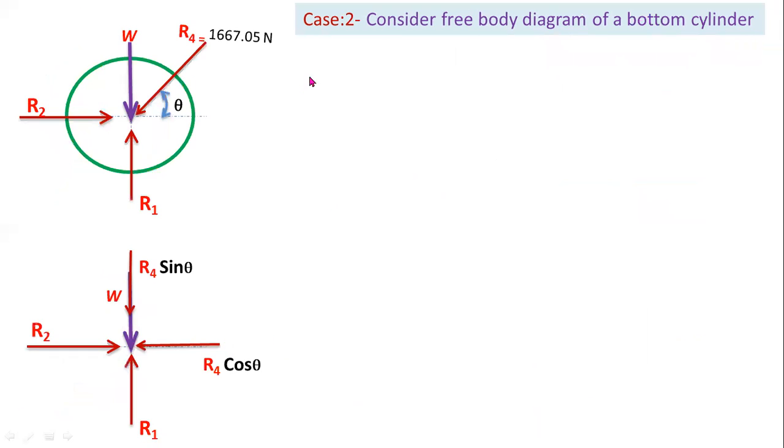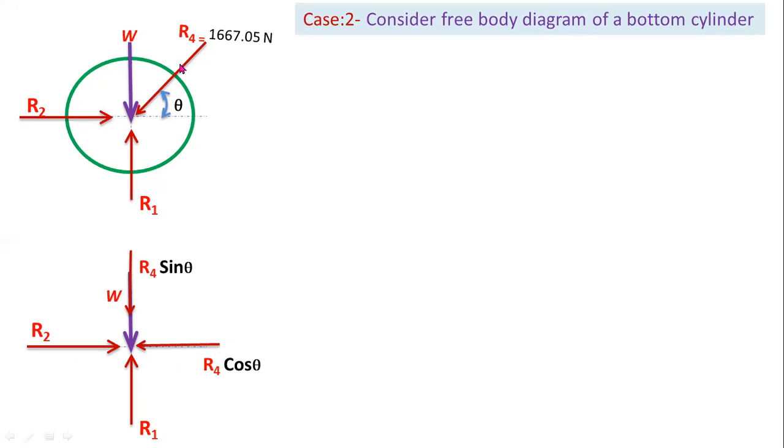Now you have to consider the second case, that is the free body diagram of the bottom cylinder. Here, this is the free body diagram of the bottom cylinder. There are 4 forces, so we can't apply Lamy's theorem. We can't apply Lamy's theorem for 4 forces. So for solving these 4 forces, you have to convert this inclined force into horizontal and vertical components.